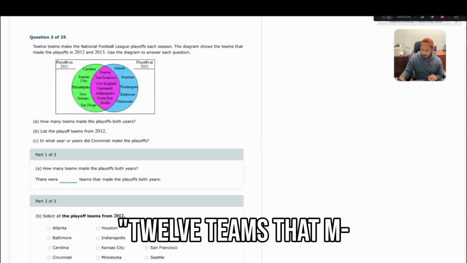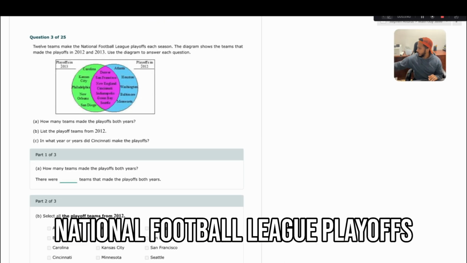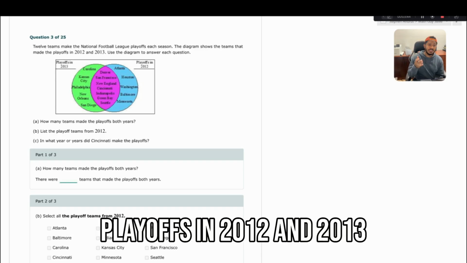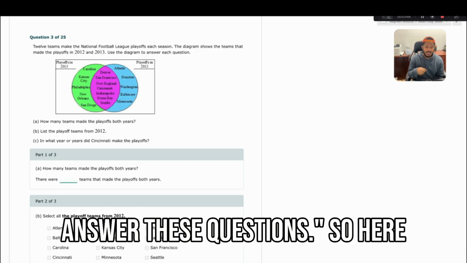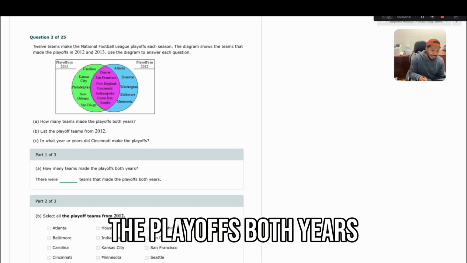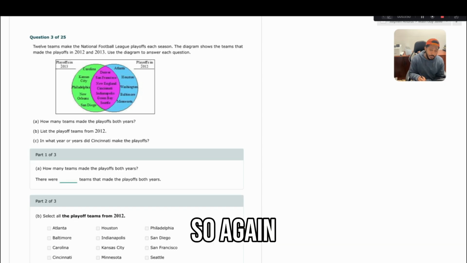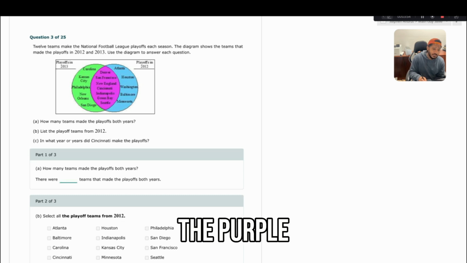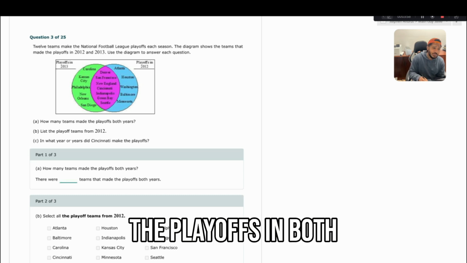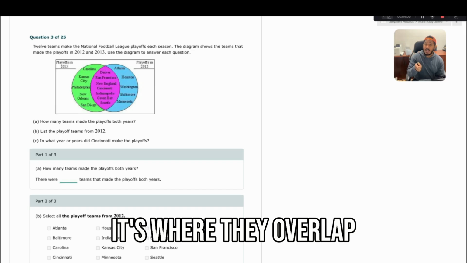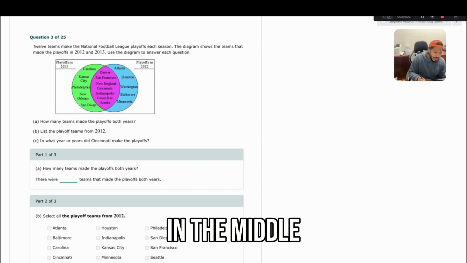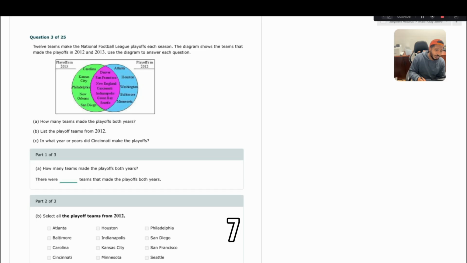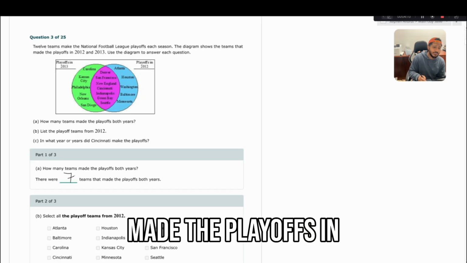All right, number 3 says there's 12 teams make the National Football League playoffs each season, okay? This diagram shows the teams that made the playoffs in 2012 and 2013. Use the diagram to answer each question. So here, how many teams made the playoffs both years, right? So again, 2012 is this blue one here, 2013 is this green one, and they overlap in the purple. So we're saying how many teams made the playoffs in both of those years is where they overlap. So we just count how many teams are in the middle, right? So Denver, San Francisco, so 1, 2, 3, 4, 5, 6, 7. So we say 7 teams made the playoffs in both years.